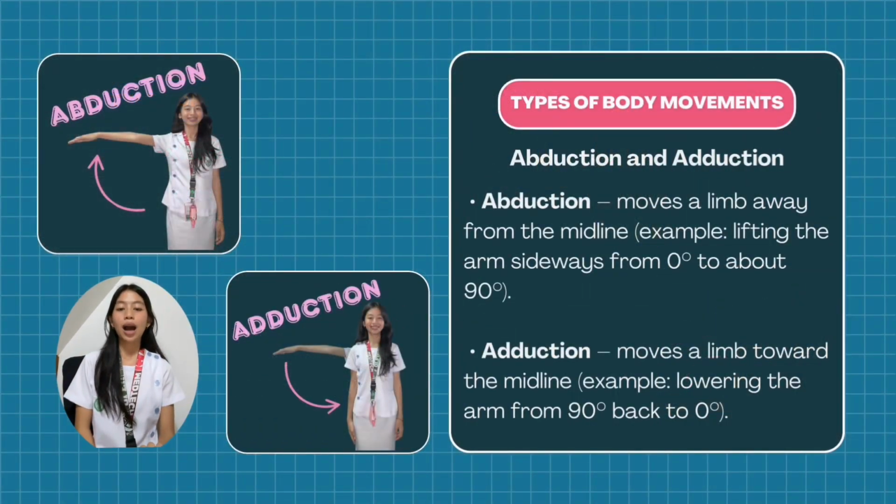Next is abduction and adduction. Abduction moves a limb away from the midline. For example, lifting the arm sideways from 0 degrees to about 90 degrees. Next is adduction. It moves a limb toward the midline. For example, lowering the arm from 90 degrees back to 0 degrees. So basically, abduction is moving a body part away from the midline of the body, like raising your arm to the side. Adduction is bringing it back toward the midline.